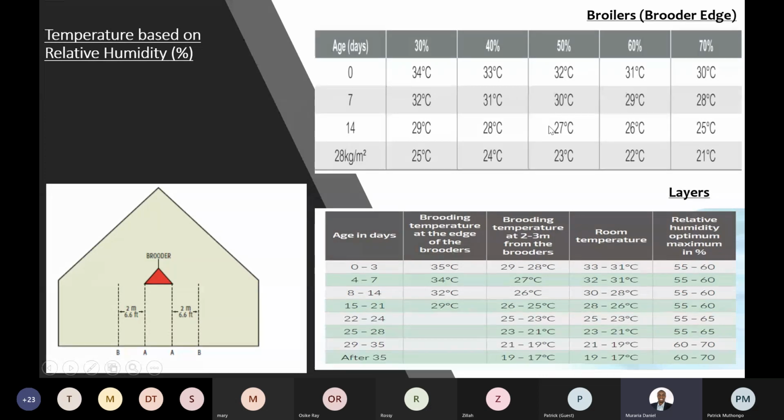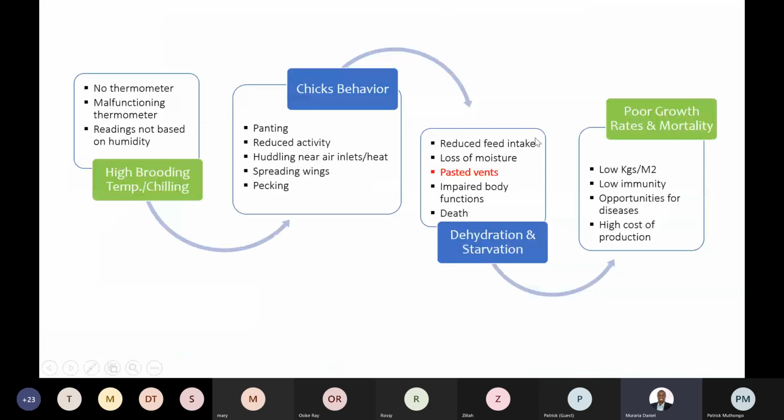Now, when we go through this chart, this one just gives you a pictorial view of what happens in a brooder. When you don't have a thermometer, or the thermometer you are using is not working correctly, or the thermometer readings are not based on the humidity readings of the house, you can have two scenarios. You can either have high brooding temperatures where we are going to have excess heat, or we can have low temperatures where the birds are going to be chilled.